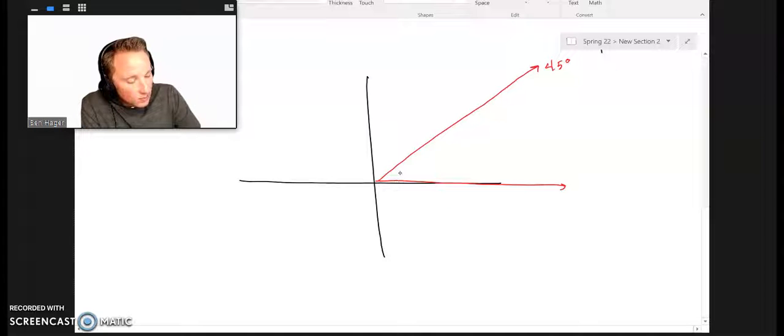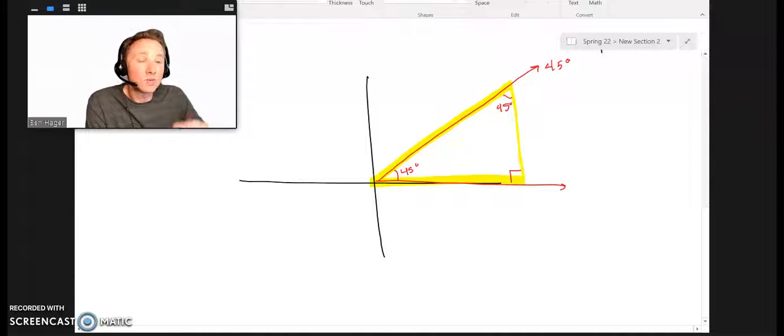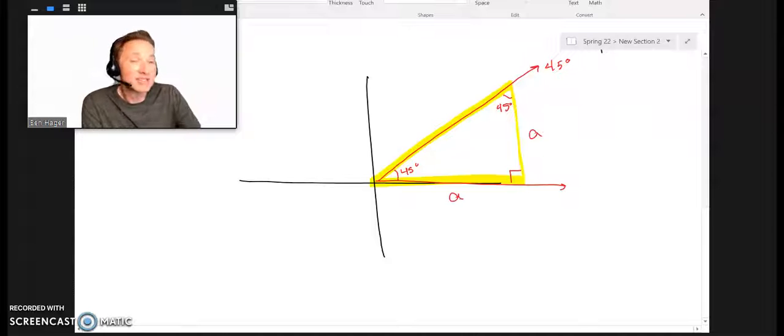So if this is 45, remember, we can imagine constructing a right triangle here. Since this is a right angle, that makes this also 45. And from our special right triangles, we learned that this would be side A, this would be the same because it's isosceles, and the hypotenuse is guaranteed to be A times root 2.